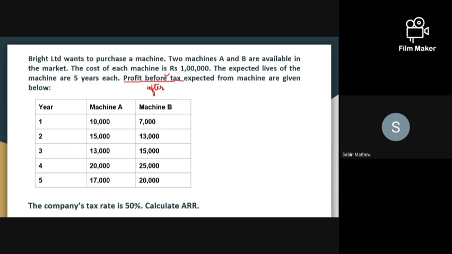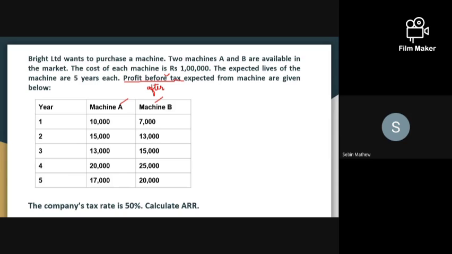So what we need to do? We should individually calculate what the profit after the tax will be. Clear? Before tax means the tax is not adjusted. So that tax is to be adjusted, and we need to find out the profit after the tax, and we need to take the average of that. Clear? There are two machines, and each value is given, and we need to adjust and find out the profit after tax, then average it.